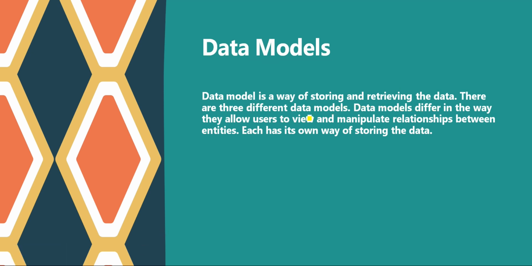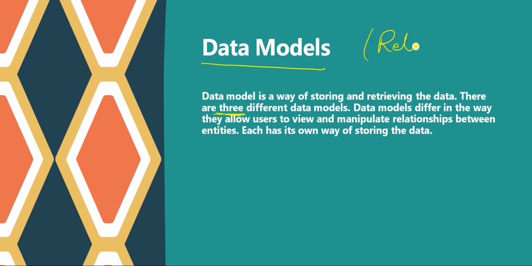There are different data models, but basically three main ones are there. Data models differ in the way they allow users to view and manipulate relationships between entities. Each has its own way of storing the data. The same thing we have learned, that a data model is basically the way we store our data and how we retrieve our data. So obviously different models use different methods or different techniques, right?